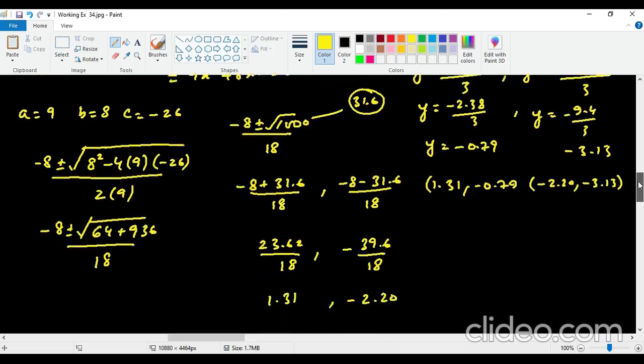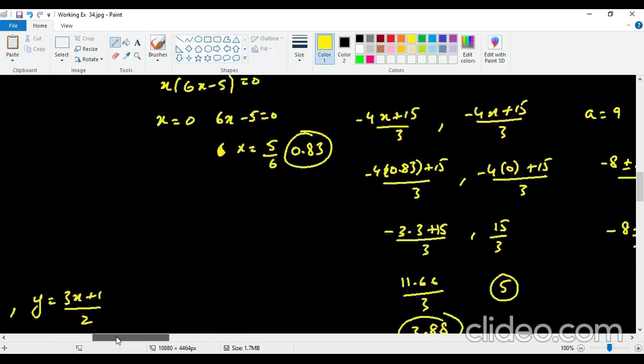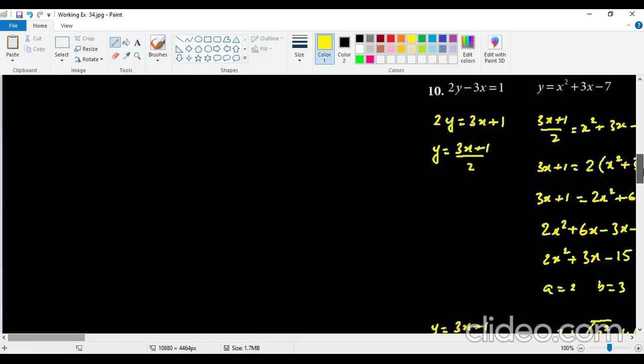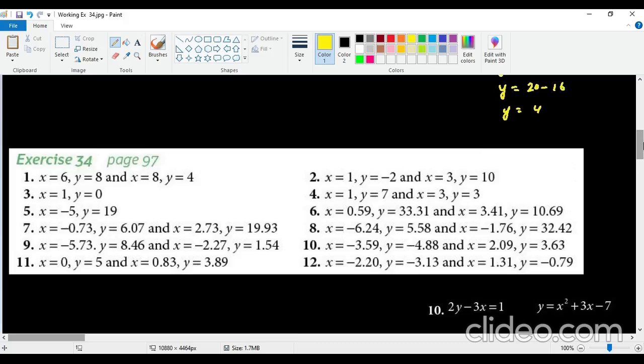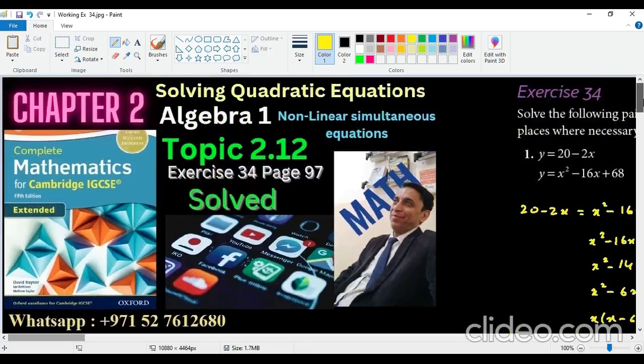And that's the end of this exercise, taking you back to the answers part. These are the answers for every question. You can pause the video and match the answers that we have got from this exercise. This is the end of this exercise, and very soon I'll be uploading the next exercise in which all the mixed questions are going to be there.